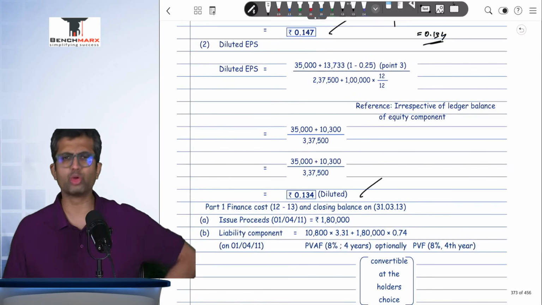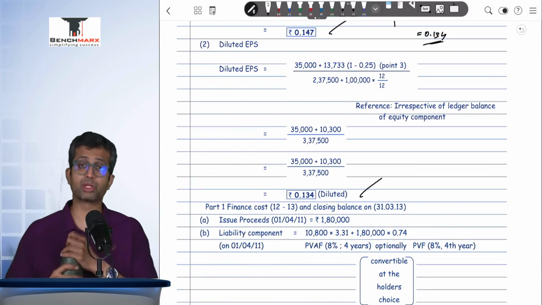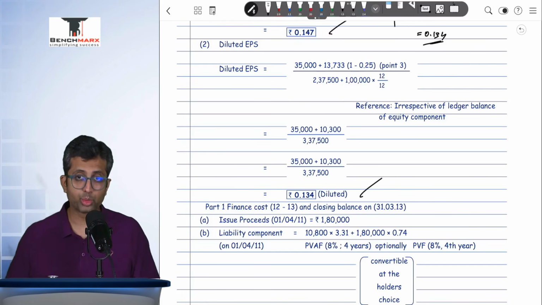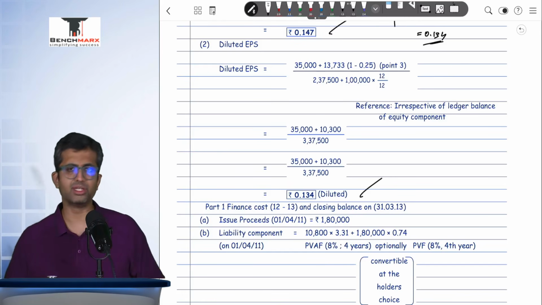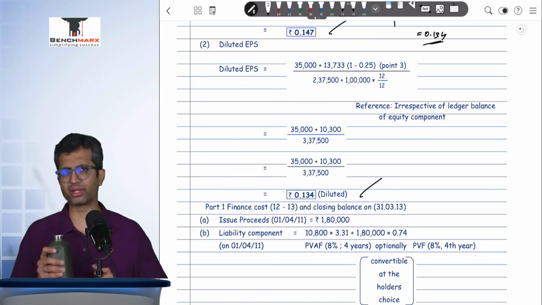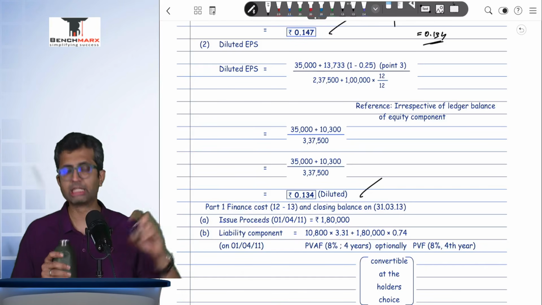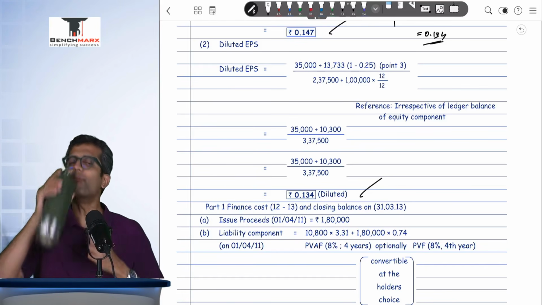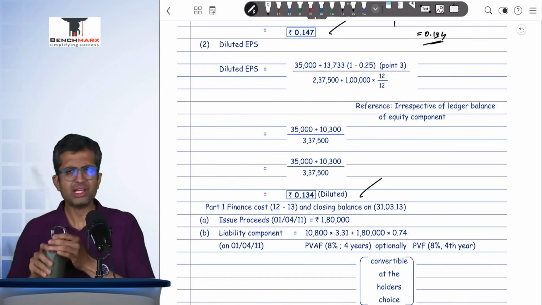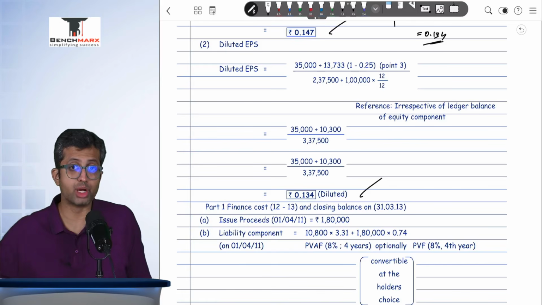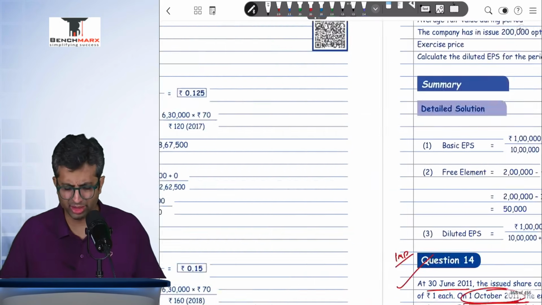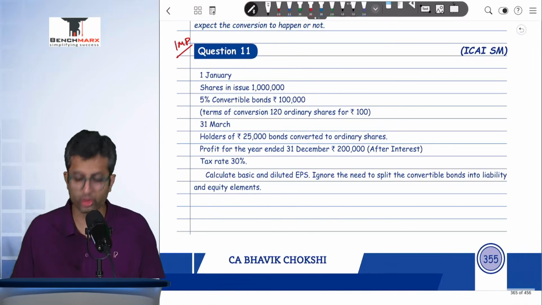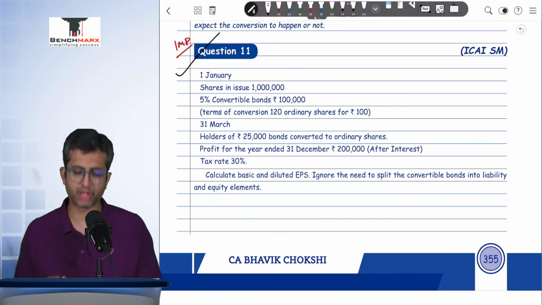So this is arguably the best question in this chapter because it has convertible instruments, preference shares which are classified as equity, OCI, NCI, multiple years, tax rate. So if you have time to revise one, this is that question. Okay, so these are a few examples pertaining to potential equity shares. There's also one interesting question, I think question number 11, which is also an interesting question on these convertible instruments, which we will try to address.